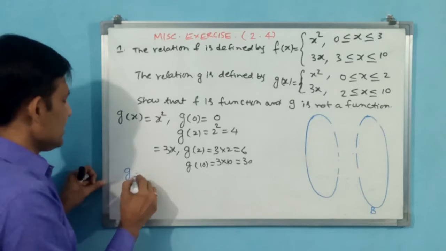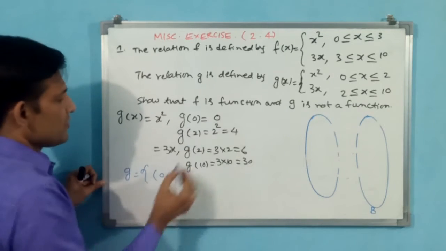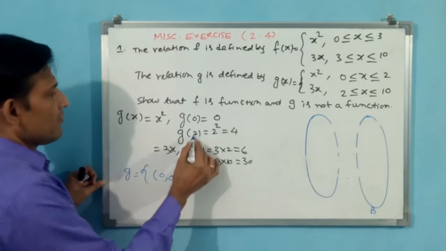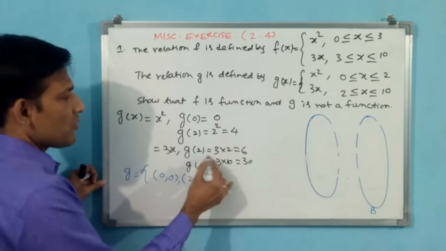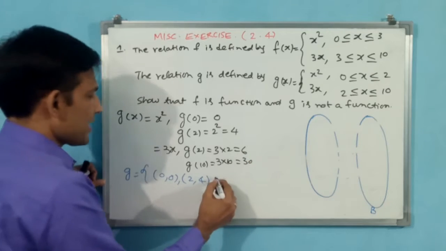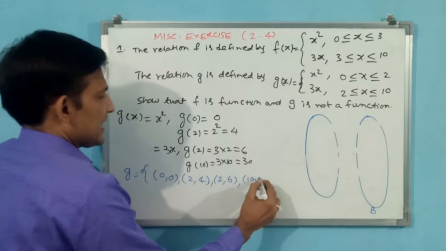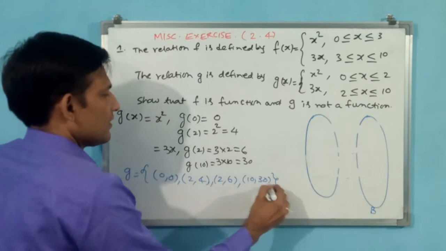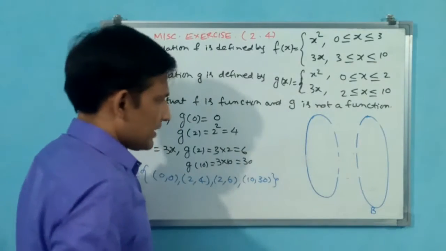We will first write in ordered pair. That means G is equal to, say 0 when we have given 0 has come. When we have given 2, 4 has come. Again when we have given 2, 6 has come. That is why we have to write it. 10, 30, close it. Okay. Now draw the arrow diagram here.